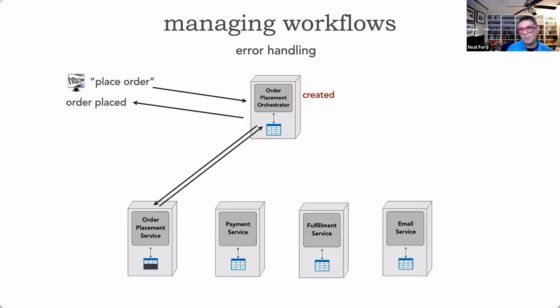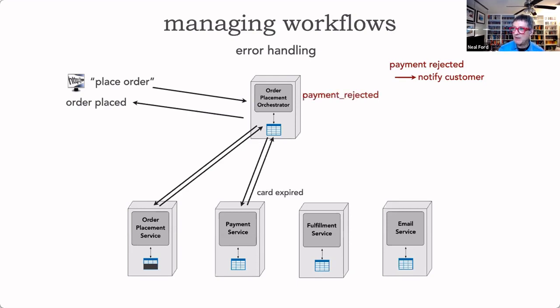So let's look at a couple of error scenarios. The first one is payment rejected. When I try to do payment, I get card expired. This now comes back and I send a payment rejected message to my customer saying, hey, I'm sorry, your card's expired. Would you like to update your details?